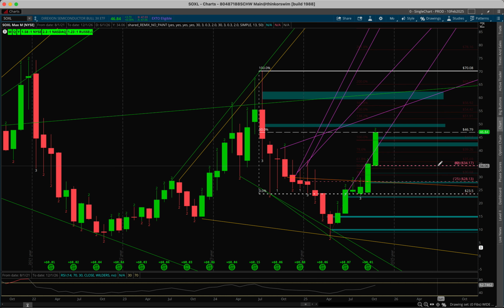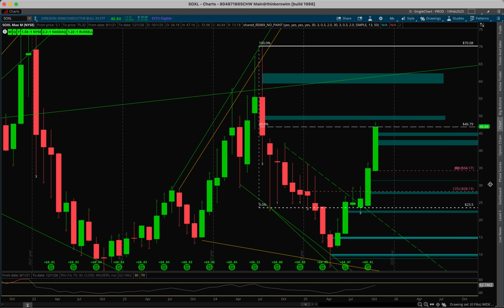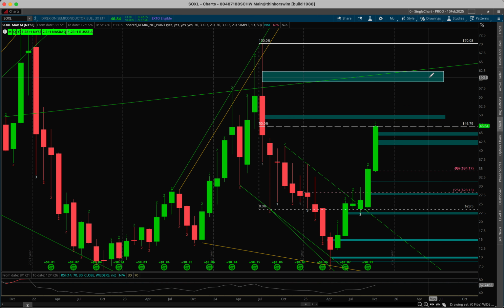Let's look at just more of a clear chart there. All right, so we've still got a couple of gaps to the upside. This one up here at 60, I don't know that we would hit that very soon, but look at these candles, so I can't take it off of the board.